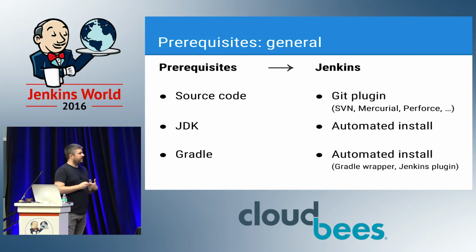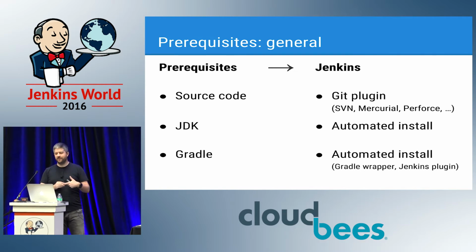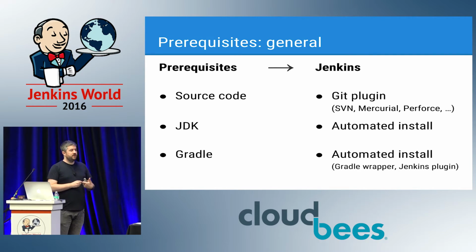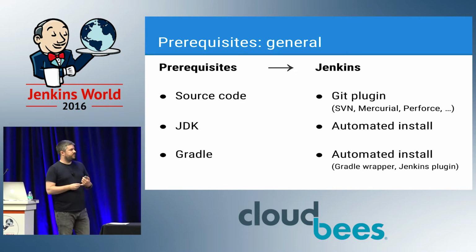So again, building Android apps, there's a few prerequisites that we require. Of course, the source code is pretty helpful for building your app. You need the Java tools. You need the Java JDK. And of course, you need Gradle. So with Jenkins, this is pretty easy. So this can be automated pretty well.